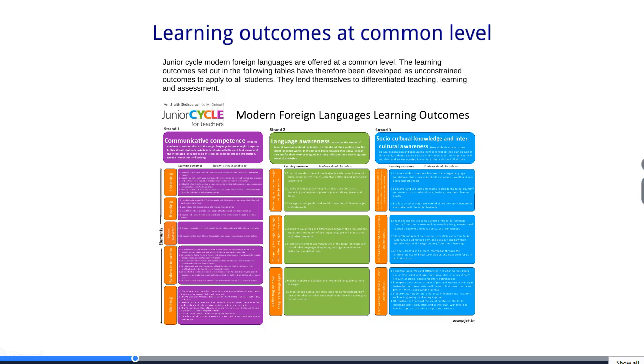When students learn at a common level with multiple methods and modes of assessment in place, it allows for differentiated teaching, learning, and assessment.